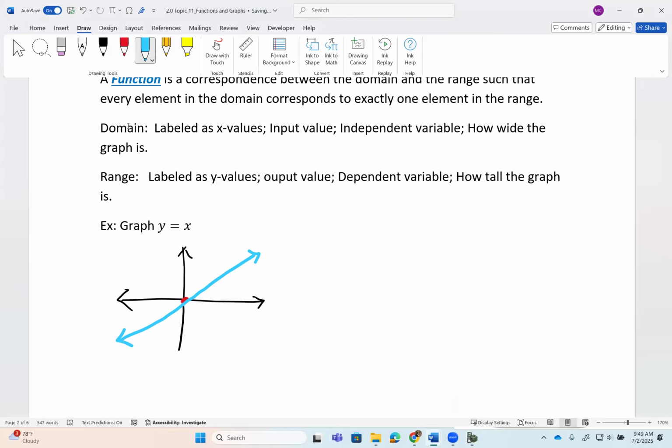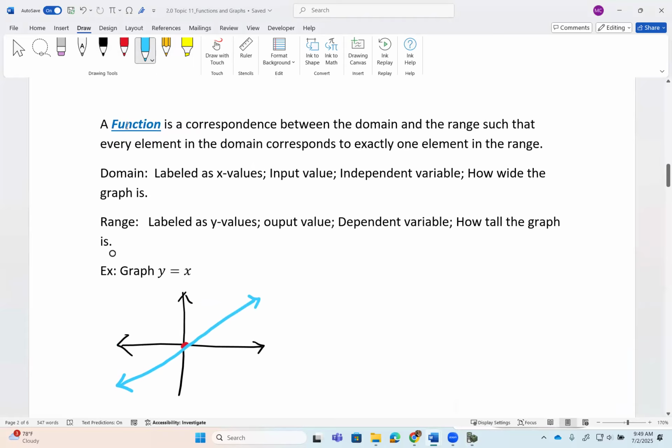Okay, so if we reread this definition of a function, a function is a correspondence between the domain. Domain is basically the x values, right? So a function is a correspondence between all the x values and the y values, such that every element in the domain, every x value, corresponds to exactly one y value. Every x can only correspond to one y.